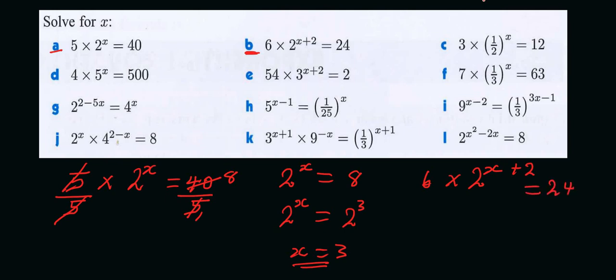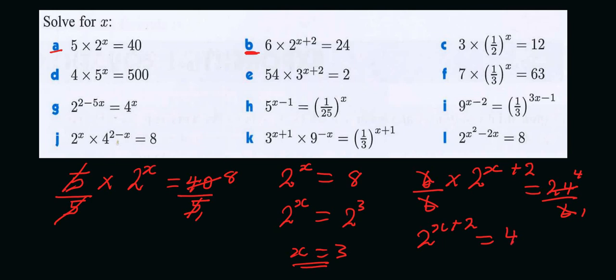Whenever you are multiplying an exponent by a whole number, what you need to do is to divide by that number. So divide both sides by 6. So 6 is going to cancel out 6, 6 divided by 6 is 1, and 24 divided by 6 is 4. So now we have 2 exponent x plus 2 equal to 4.